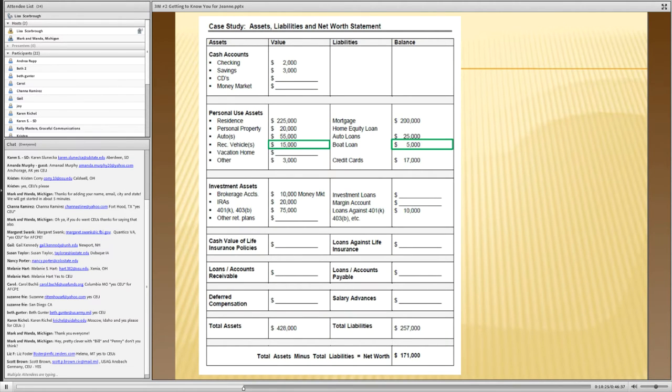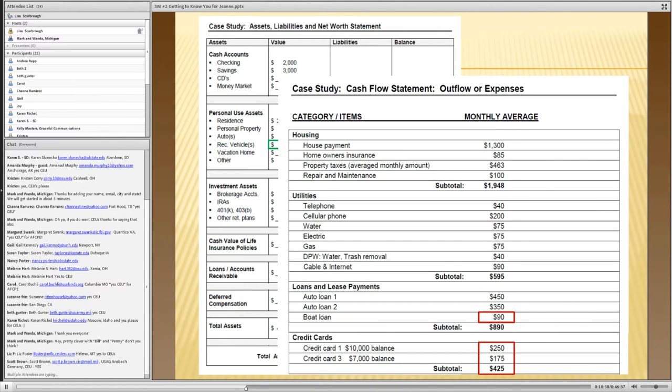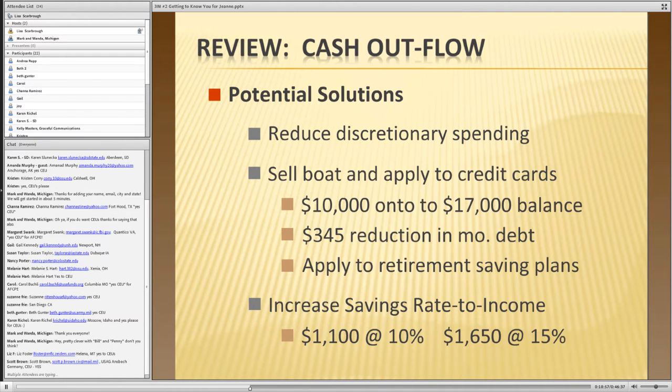All right, so let's go back and take a look at what Bill and Penny might be able to do. They've got that recreational vehicle. It's a boat, and the value on it is $15,000, and they owe $5,000. Now, presuming that those numbers are good, we could take a look at perhaps selling the boat. We've got a boat loan on it of $90 a month, and we see what's going on with their credit cards. They have $17,000 in credit cards, $425 in monthly debt service on that, and that's just making the minimum payment.